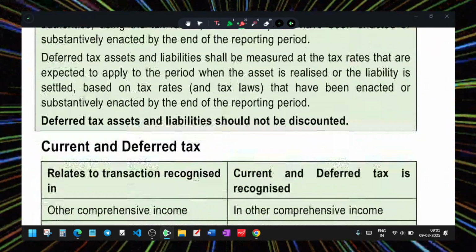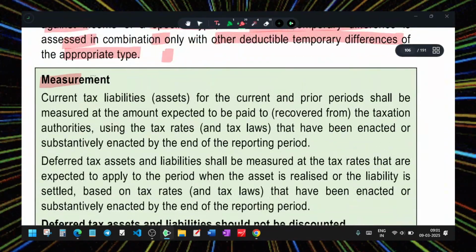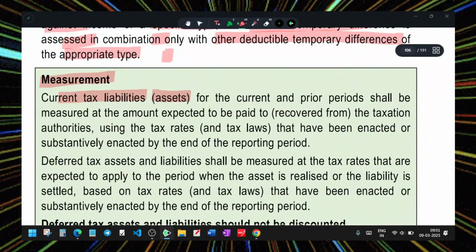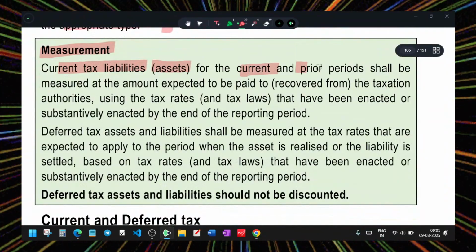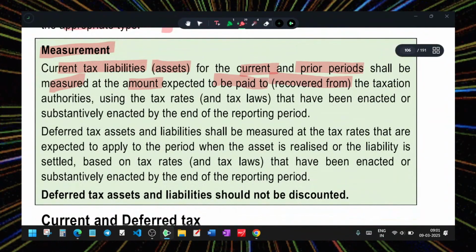Okay. What is measurement? Current tax liability or current tax asset for the current and prior period shall be measured at the amount expected to be paid to or recovered from the taxation authorities.